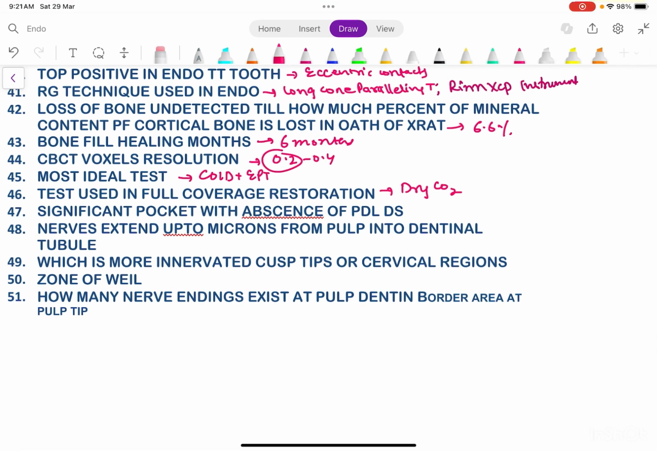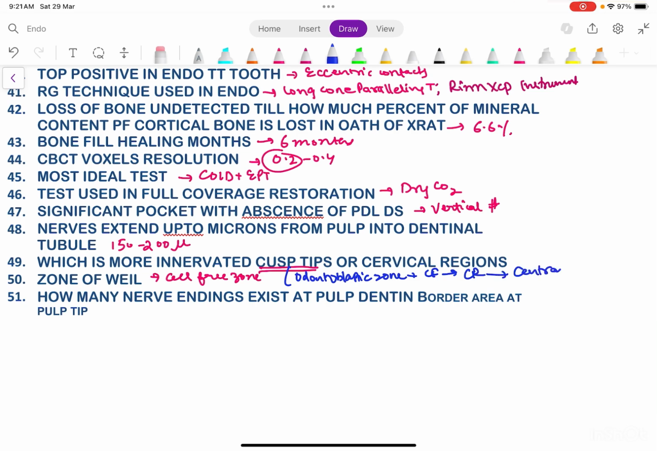A significant pocket with the absence of periodontal disease is suggestive of vertical fracture. Nerves extending from the pulp into dentinal tubules reach 150 to 200 microns, which is more innervated. Cusp tip or cervical region? It's the cusp tip. The zone of Weil lies in the cell free zone. Now you should know the sequence also: odontoblastic zone, then cell free zone, then cell rich zone, and then the central zone. How many nerve endings exist at the dentine border? It's like 15K to 20K.